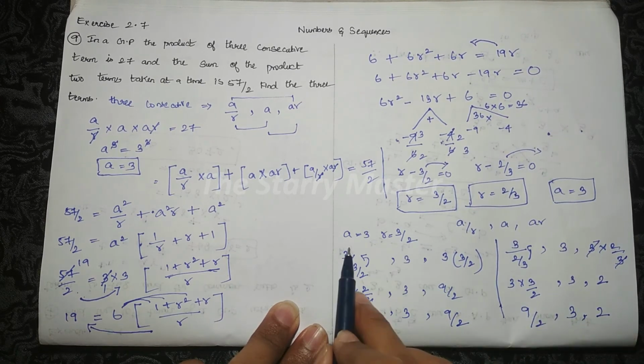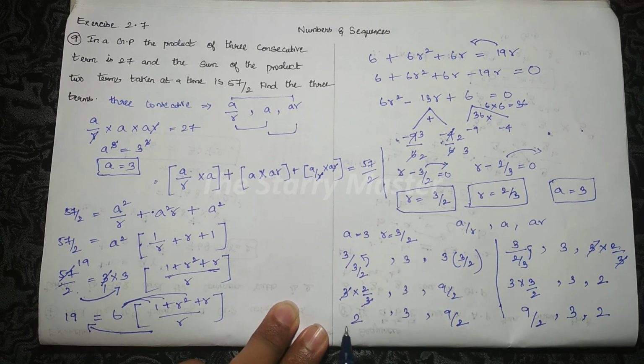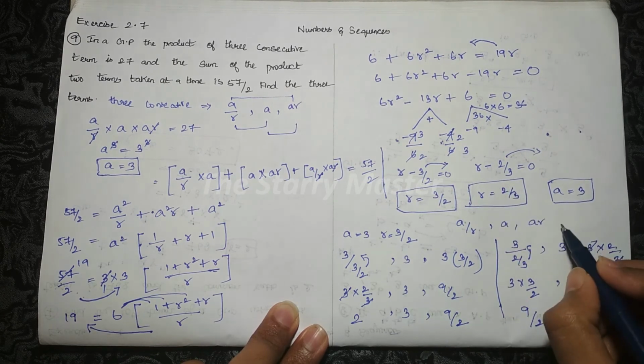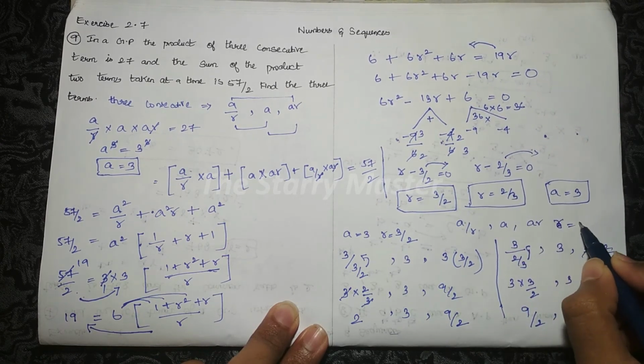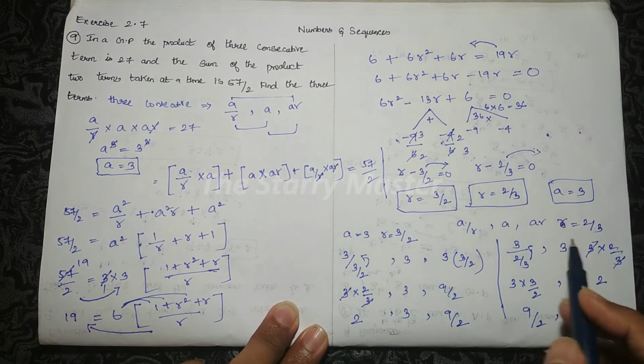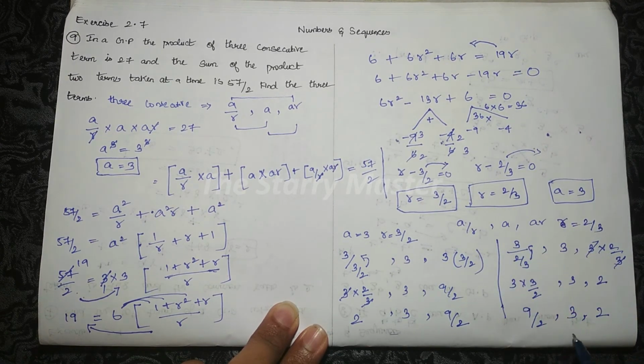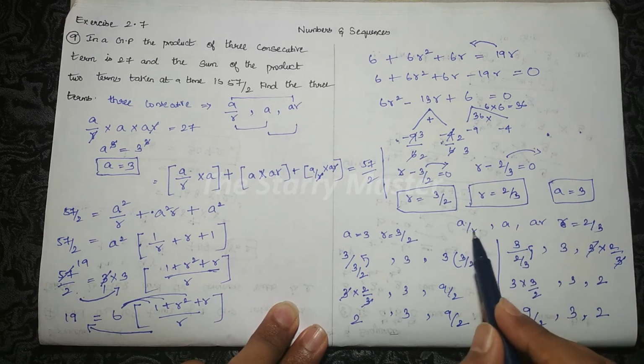If the r value is 3 by 2, you will get these consecutive terms. If the r value is 2 by 3, then we will find these three consecutive terms by substituting the r value and a value in this.